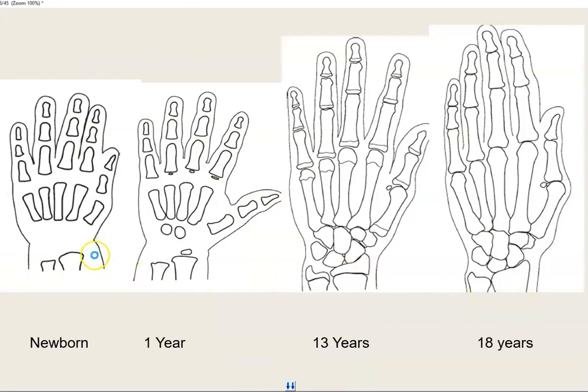And this is just showing a hand. You have lots of bones in your hands, and a lot of this was cartilage, and as it was transferring over, we're getting longer bones, and then we're starting to get some things fused together. So you can see the hand developing from a newborn to an 18-year-old there.